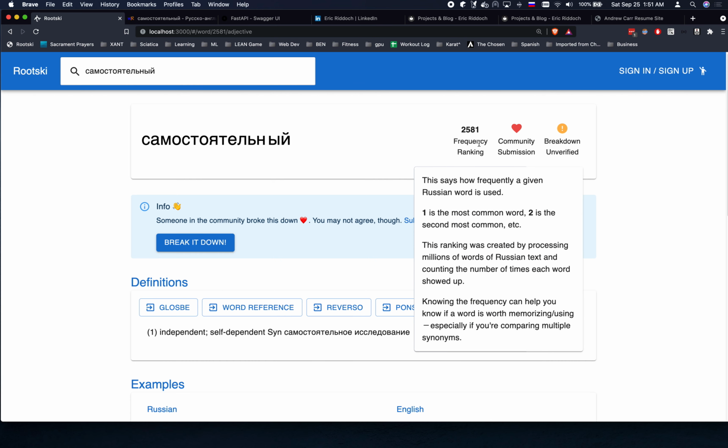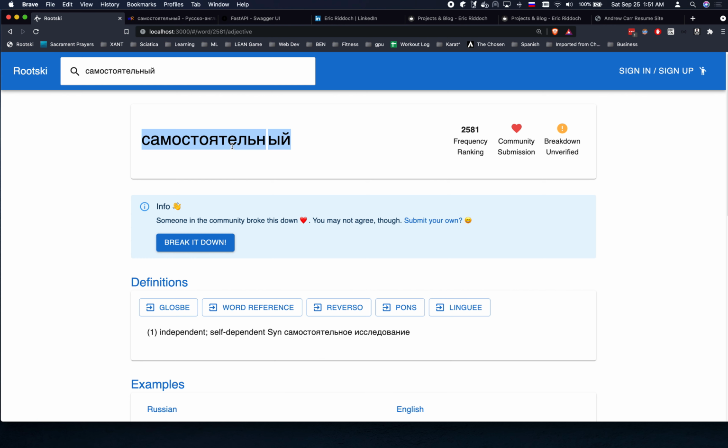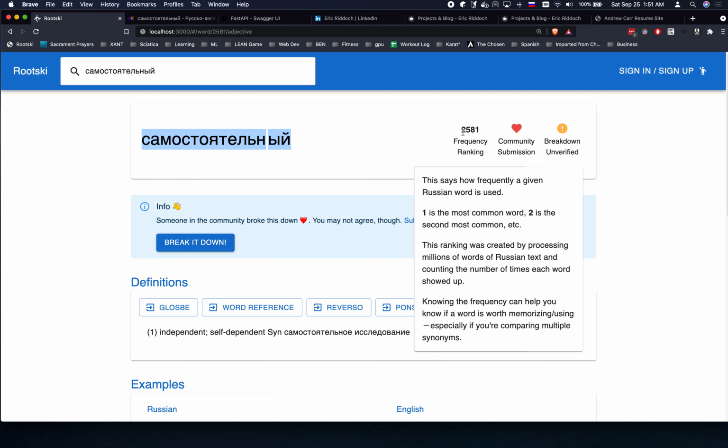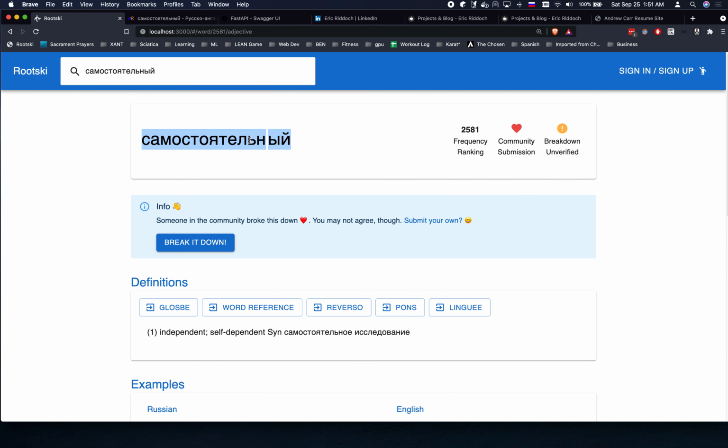which is super helpful because if there are multiple synonyms, say I know off the top of my head three synonyms for independent in Russian, I could tell you right now, if we pulled those up, which is the most common based on this frequency ranking. So if you're studying, you can prioritize the words that people actually use in everyday conversation over really niche, rarely used words.